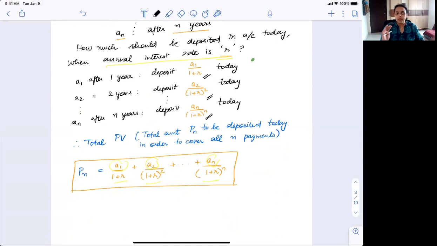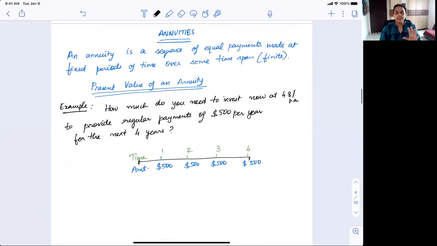Now, this is the foundational principle behind studying annuities. What are annuities? An annuity is a sequence of equal payments that are made at fixed periods of time over a given time span. Now, let's look at an example, and that should make the idea of annuity easier to follow and understand.